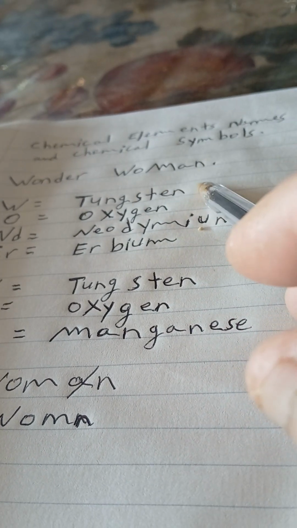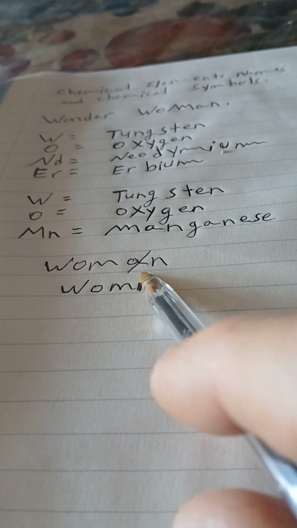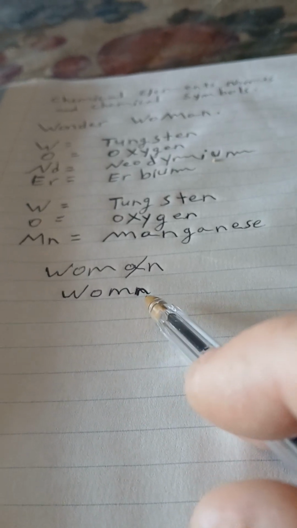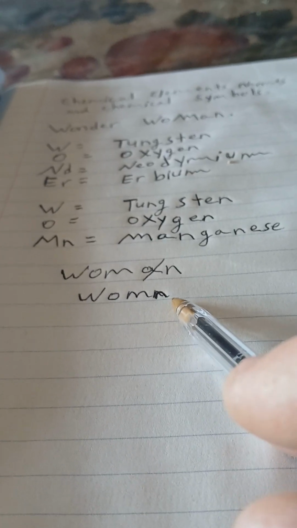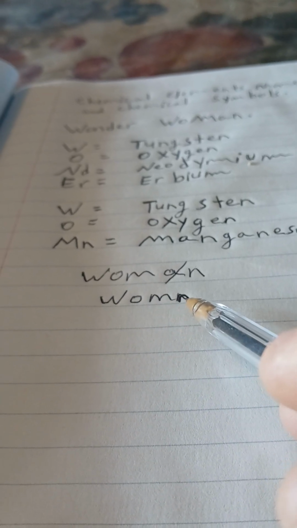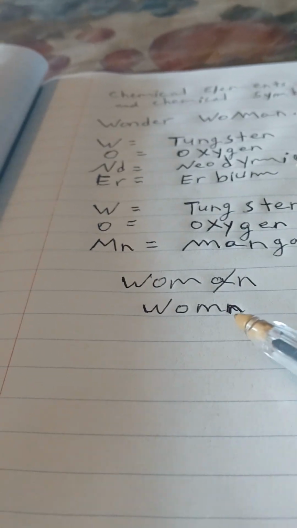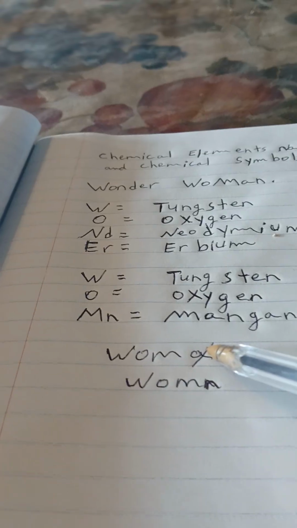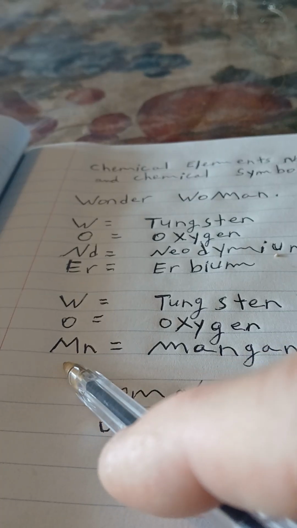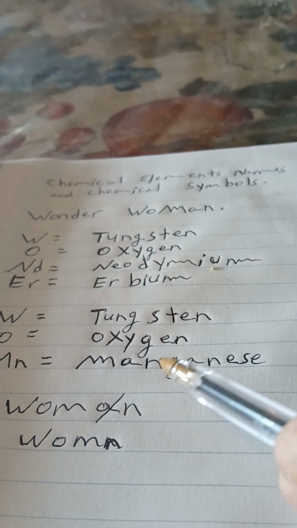Now, if you see here, MAN is for woman. But what I did here, I crossed out the A. That will give me MN for manganese. Because if you say woman, the MN still gives you the same sound. So I can cross out the A. So woman, I got tungsten, we got oxygen. Now we got capital M and small n as the chemical symbol for the chemical element's name of manganese.